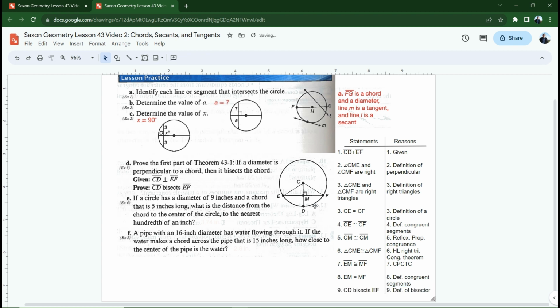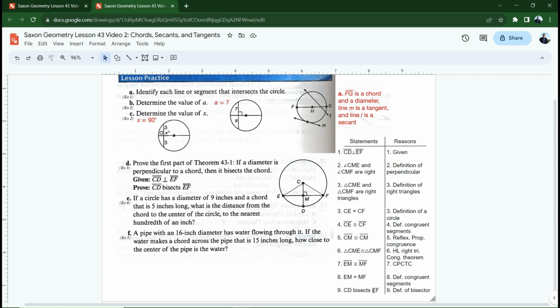And that's what I've proven. I've split the segment EF into two congruent parts. Therefore, CD bisects EF by the definition of a bisector. It bisects EF at point M. I should almost say at point M here, but you understand what's happening there. All right, so that's how you prove that the first part of theorem 43.1 is correct.